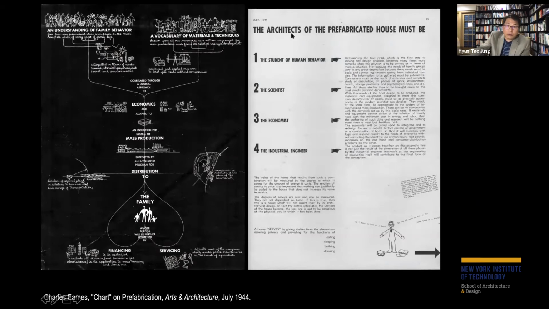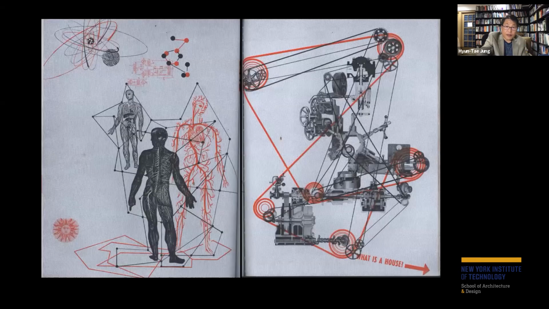So as an architect, not just a prefabricated house architect, if you're an architect, you've got to be a student of human behavior. You've got to be a scientist. You need to understand the importance of humidity, dust, or the psychological aspect. And then you've got to be an economist, money matters, and an industrial engineer. Probably this part really came from Celotex.